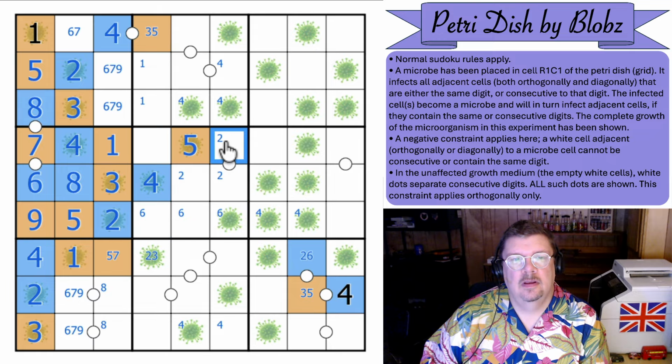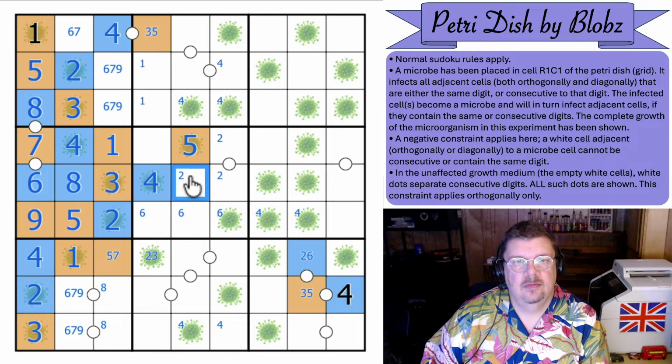All right. If that's a 2, that's a 1. If that's a 2, that's a 3. If that's 2, then 3 can't be in any of those. Hang on. From an infection standpoint, 3 can't be in any of those cells. So 3 is in one of those 2.